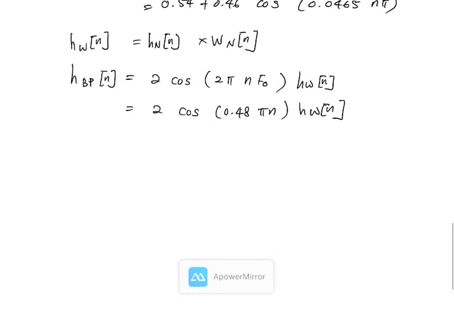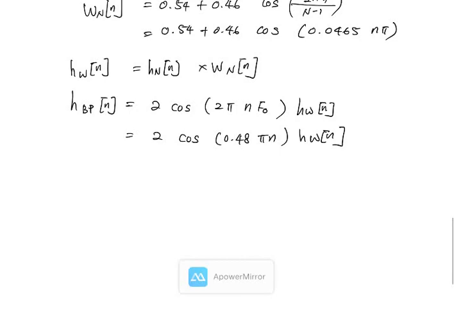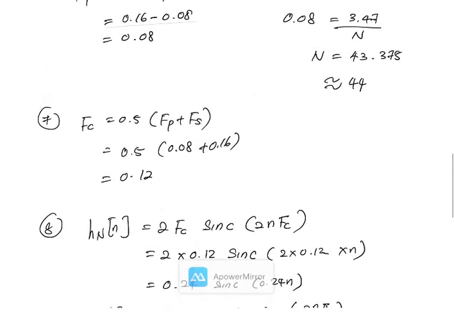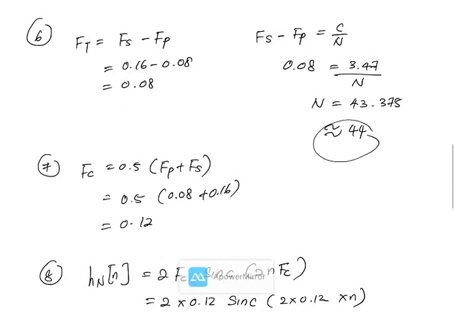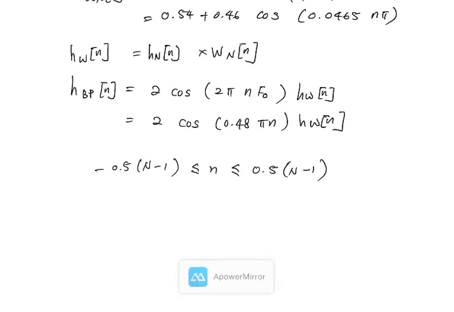And then don't forget, we have to calculate the range for n, which is from negative 0.5 times (N minus 1) to 0.5 times (N minus 1). N from the question given, you calculate N is equal to 44. So 44 minus 1 is 43. 43 times negative 0.5 gives negative 21.5, up to 21.5. So this is the range.